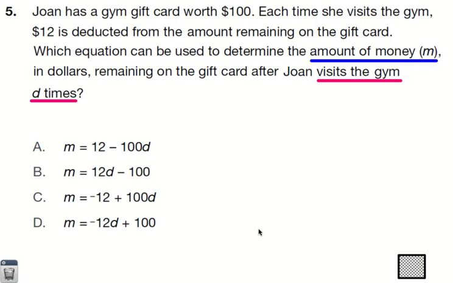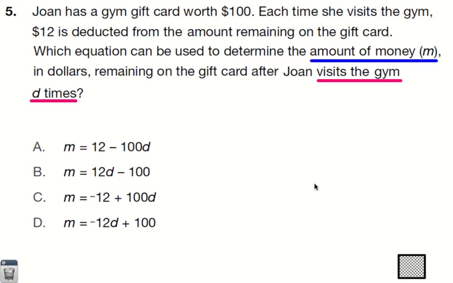Joan has a gym gift card worth $100. Each time she visits the gym, $12 is deducted from the amount remaining on the gift card. Which equation can be used to determine the amount of money M in dollars remaining on the gift card after Joan visits the gym D times? Okay.